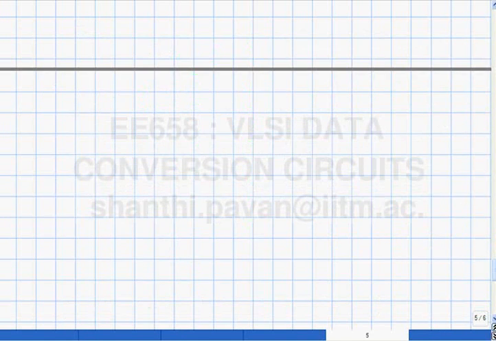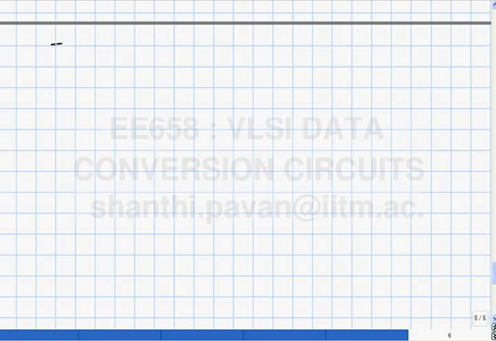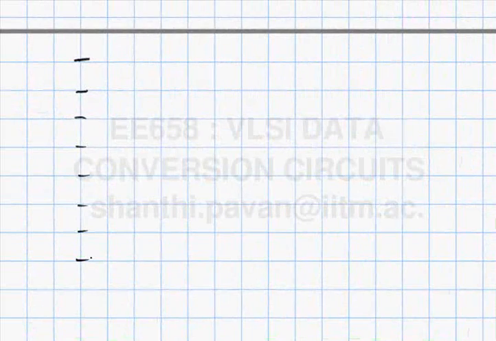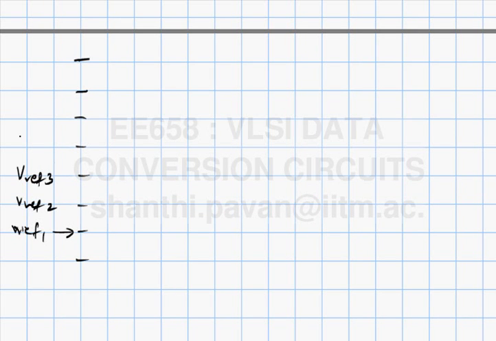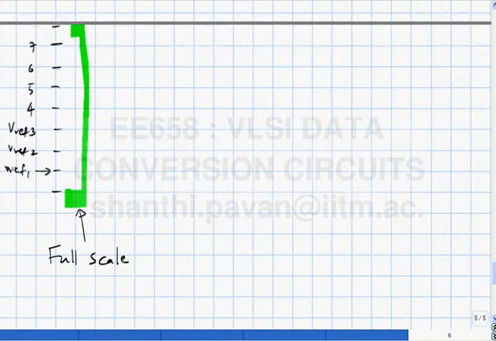Okay, to give you a simple example, if this was the full scale range, so this is Vref 1, Vref 2, Vref 3, Vref 4, 5, 6 and 7. This is the full scale range. Can somebody suggest a way of simply generating these references given the full scale voltage? The intuitively straightforward thing is to use a resistor divider, and that's what is done a lot of the time.